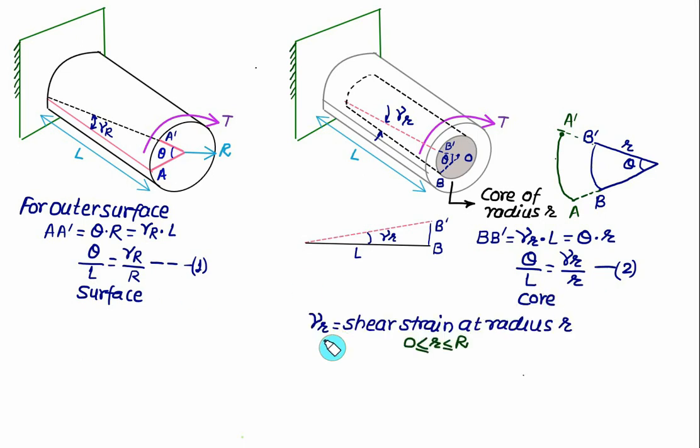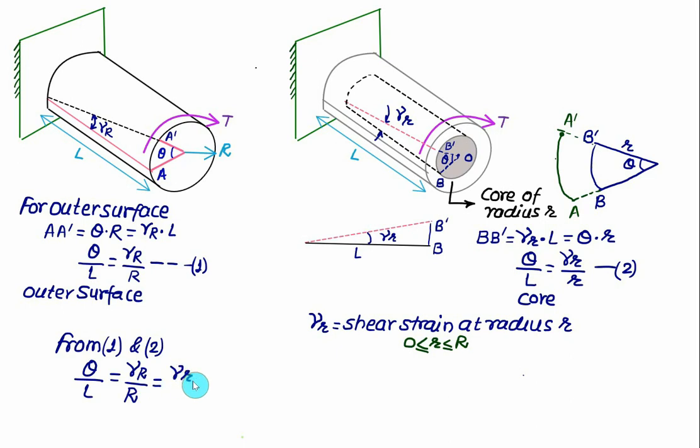So gamma suffix lowercase r represents here the shear strain at any radius r, and we have the limit of r from 0 to uppercase R, which is at the outer fiber. So two equations form here, equation 1 and equation 2. So we get theta by L from equations 1 and 2 as the same: the shear strain on the outer surface, gamma R, divided by the outer surface radius R, is equal to the shear strain at any radius r divided by r.